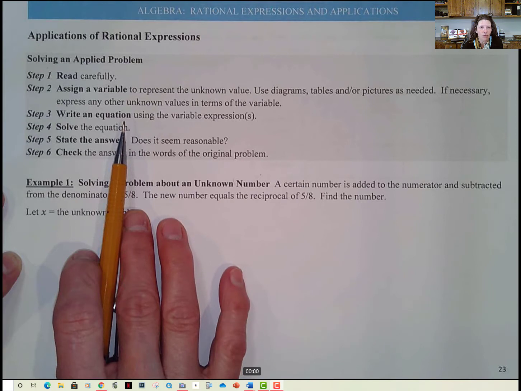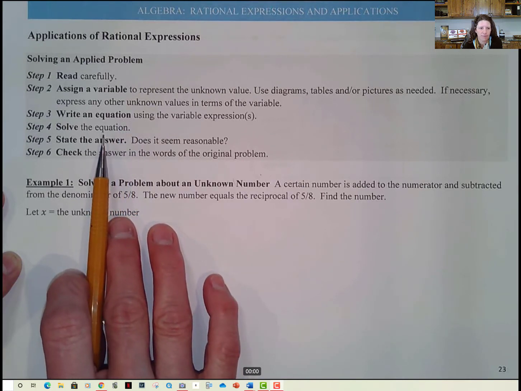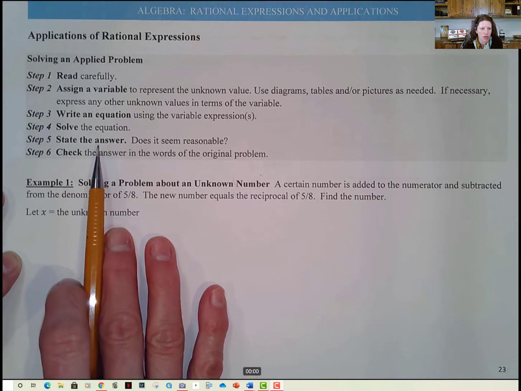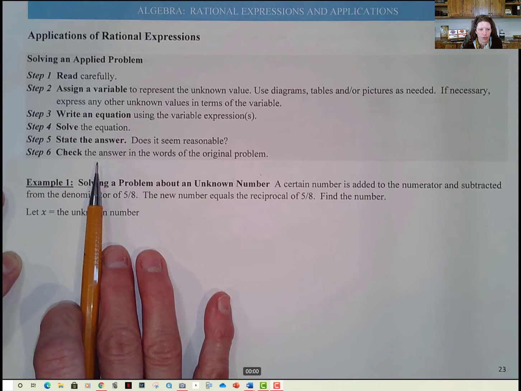Step 3, we'll write an equation using the variable expression or expressions. Step 4, solve the equation. Step 5, state the answer. Does it seem reasonable? Step 6, check the answer in the words of the original problem.